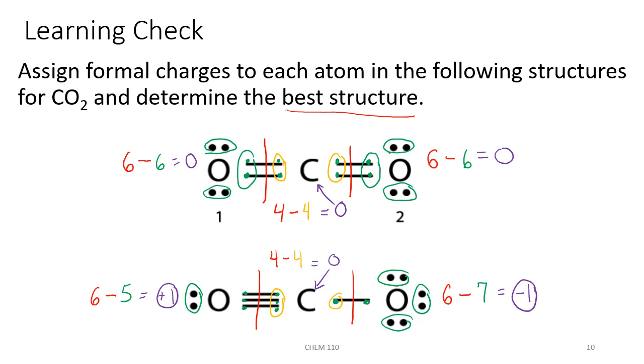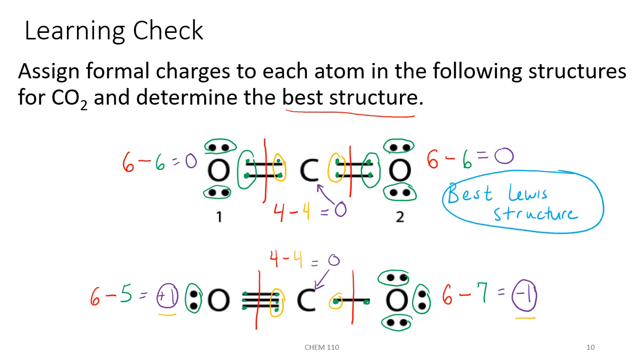So in both structures, carbon had a formal charge of 0, but on the bottom structure, we had formal charges of +1 and -1 on both of our oxygens. Therefore, just by the fact of having formal charge, that makes that a worse structure than the top one. So our top structure, we would say, is our best Lewis structure, because it minimized the amount of formal charge on all the atoms.